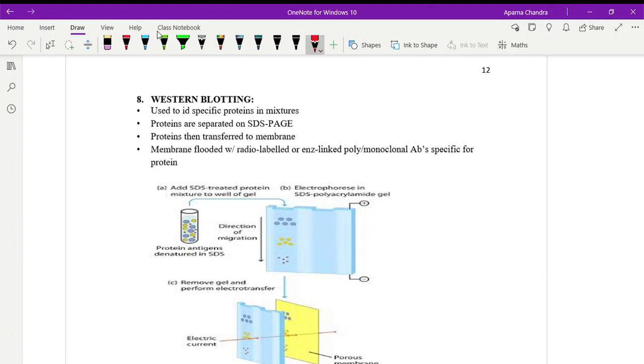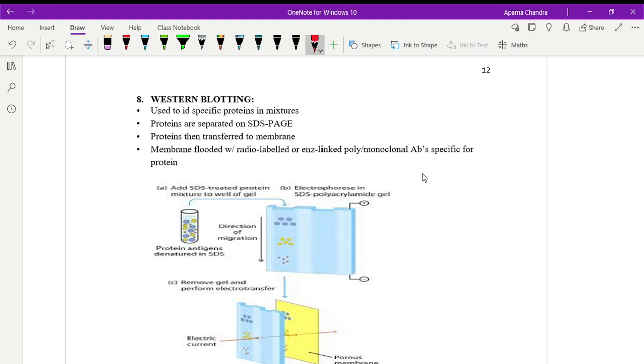So till now we have discussed radioimmunoassay, ELISA, and immunofluorescence. Now we will be discussing the last aspect of it, that is the Western blotting technique. We have heard about the Western blotting technique many times. You might have studied it in your molecular biology also.